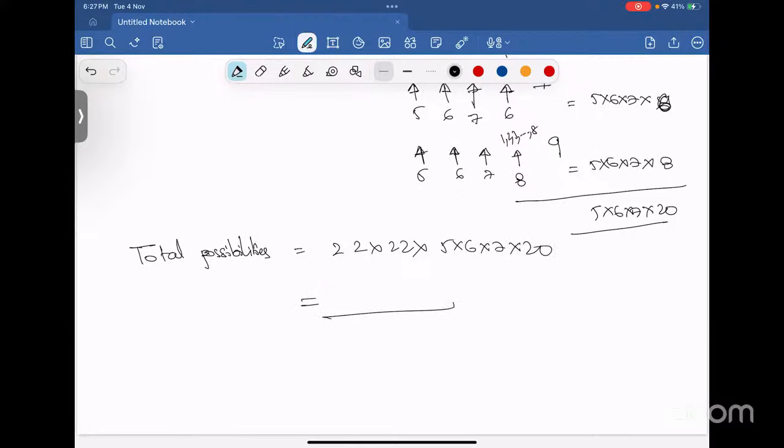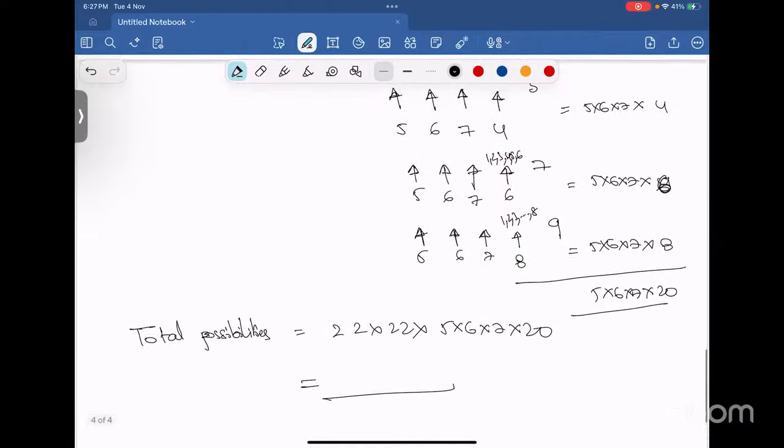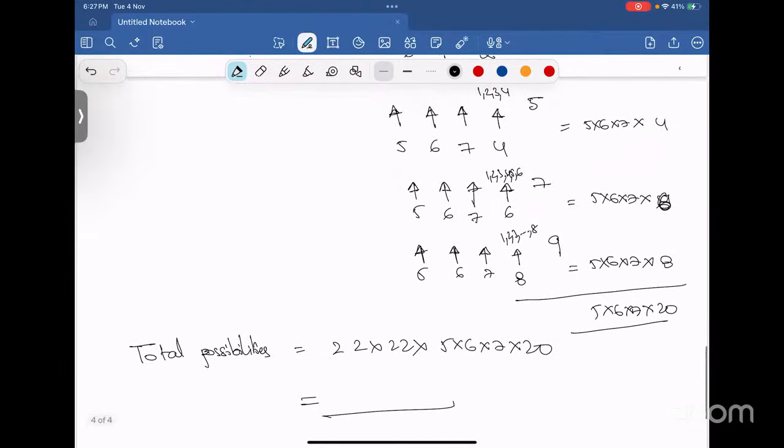So you can compute and check whether this equals the number given in the option or not. Total possibilities. Okay, so that is equal. This is equal to 2032800. Yes, sir.